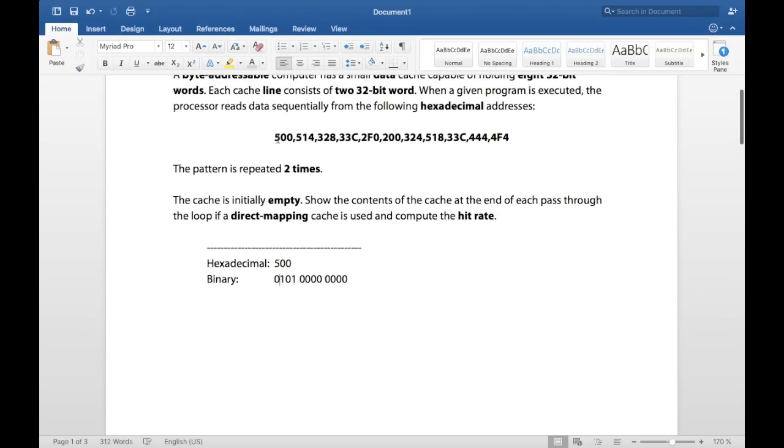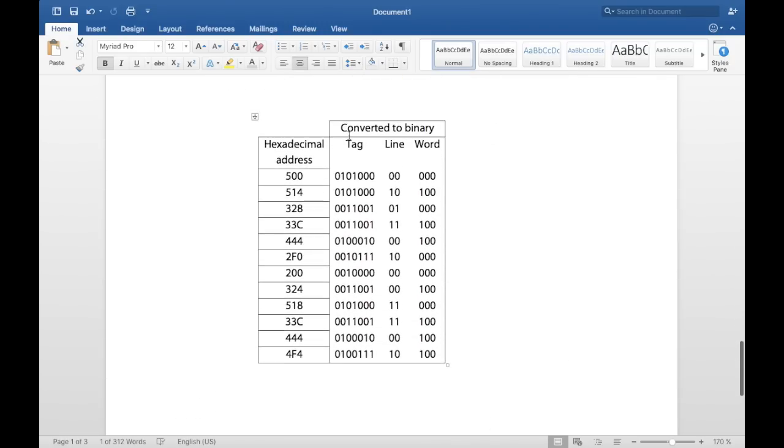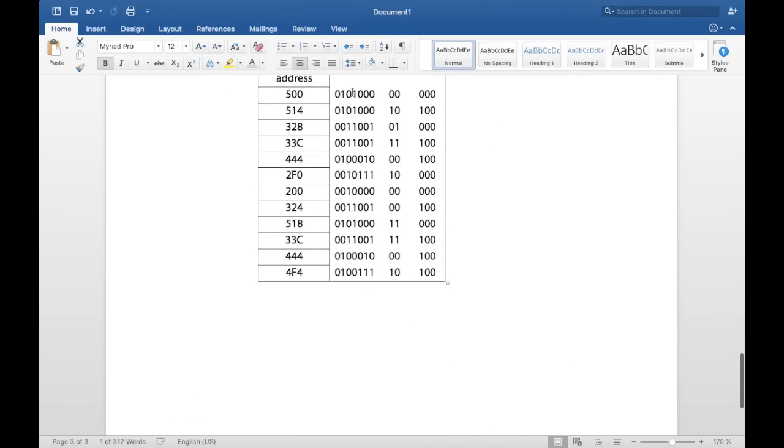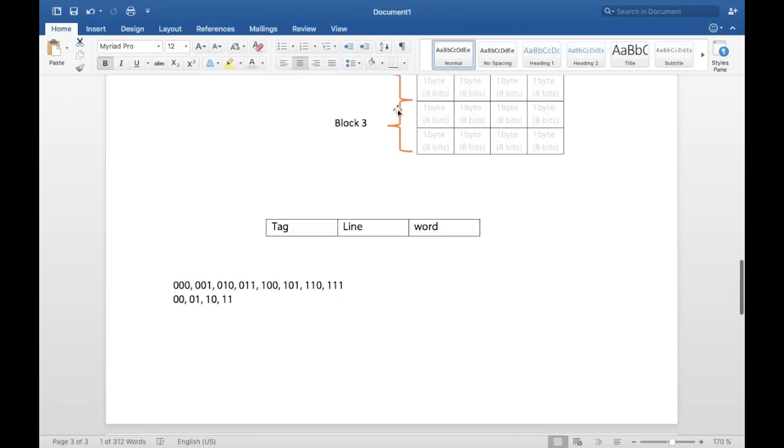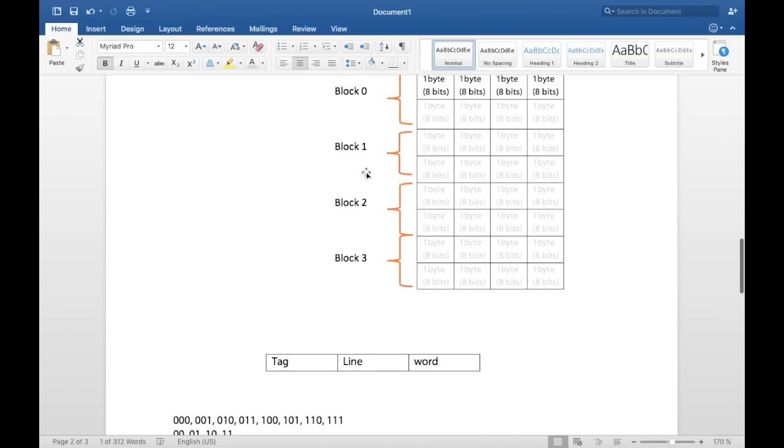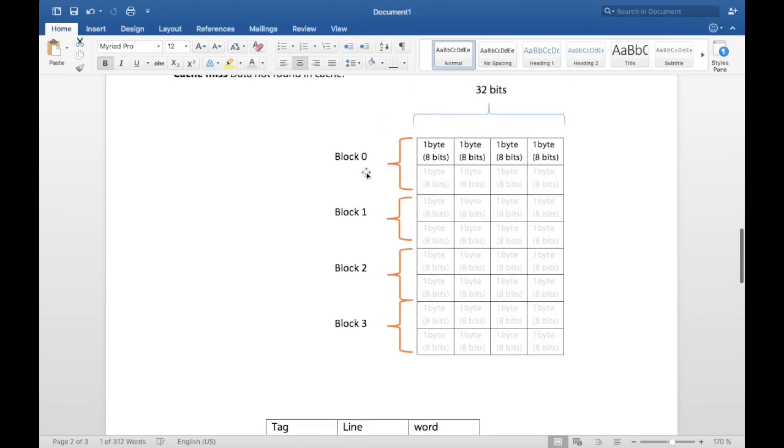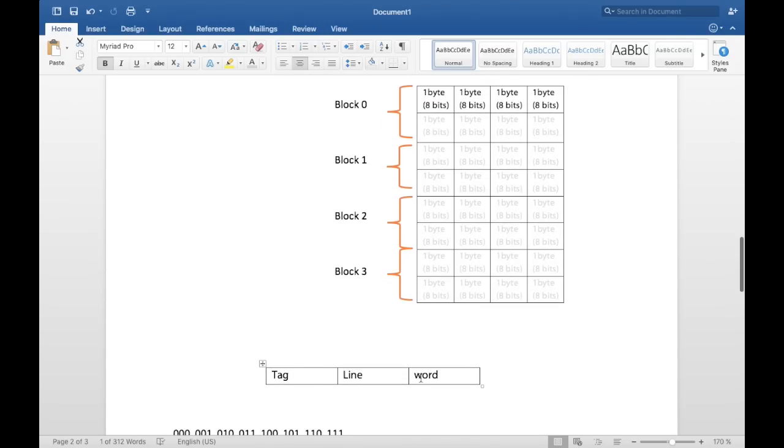Anyway, let's start by converting all of these hexadecimal addresses to binary. I've done it here and you can see all of these in binary. The next thing we want to do is find the value of tag, line, and word.